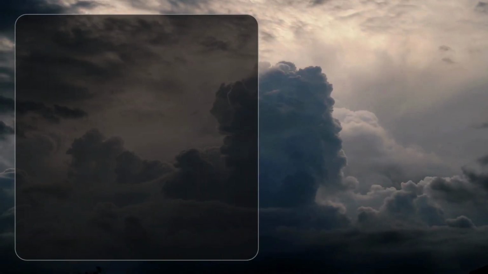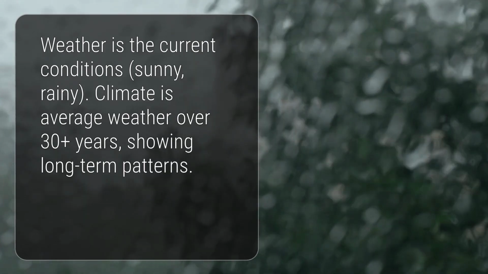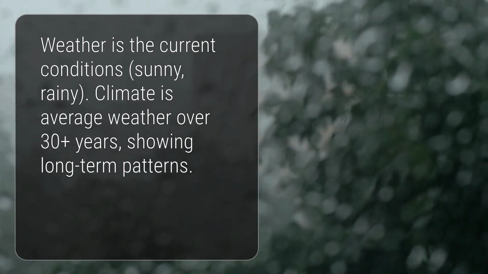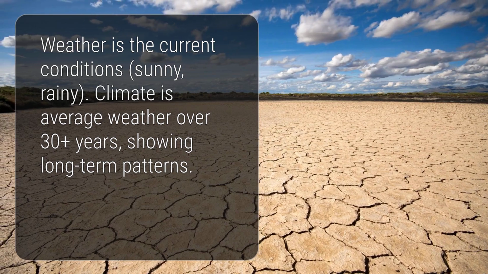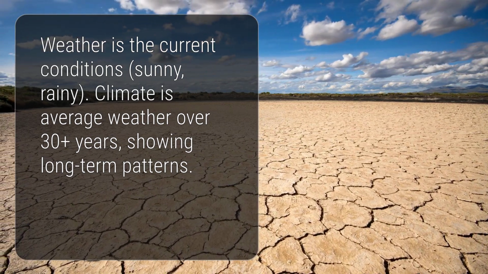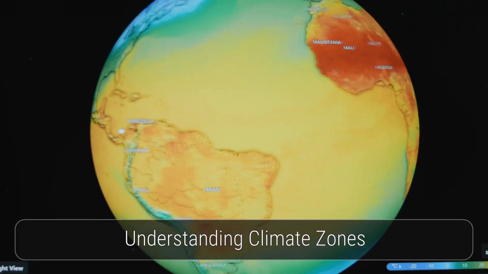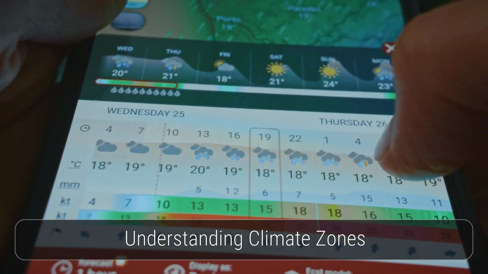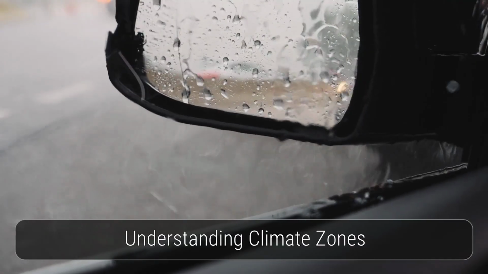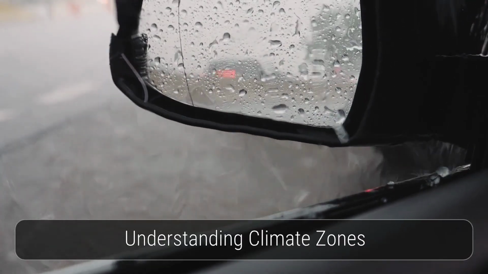First off, let's quickly remember the difference between weather and climate. Weather is what's happening outside right now: sunny, rainy, windy. Climate is the average weather patterns over a long period, usually 30 years or more. Climate zones are basically large areas of the Earth that share similar long-term weather patterns. These patterns are mostly determined by 2 big factors: temperature and precipitation. That's rain, snow, sleet, or hail.